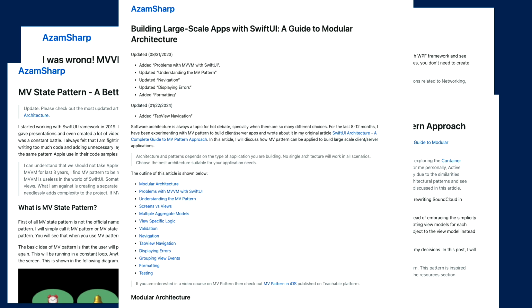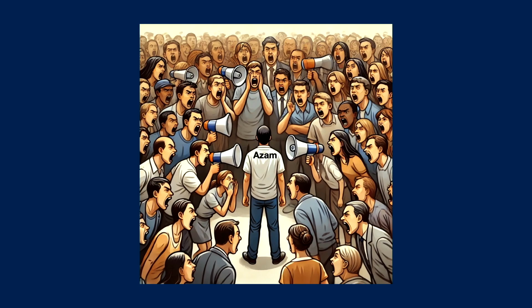Especially this article, Building Large Applications with SwiftUI: A Guide to Modular Architecture. It's a pretty long article. You can read it on azamsharp.com. And what happened was, this was 2022, so more than 2 years ago, probably. A lot of people have invested time in learning things in a certain way, whether they're using MVVM, Redux, and all that stuff. And they didn't like what I posted.